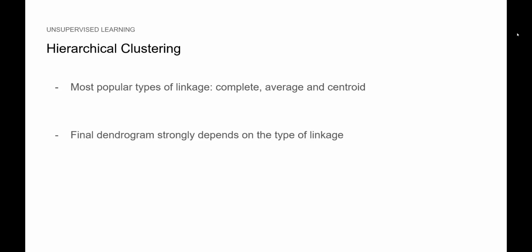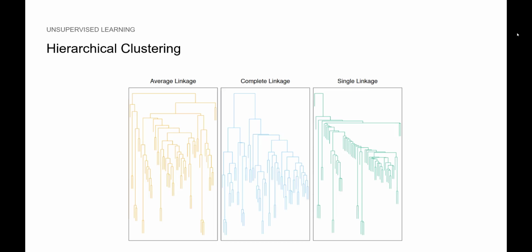Note that the final dendrogram highly depends on the linkage. As you can see here, average and complete are pretty similar, but with single linkage, the dendrogram is quite unbalanced, and that's why this method is not used often. You can also see the individual observations being merged into larger clusters. So that's it for the theory. Let's get coding now.